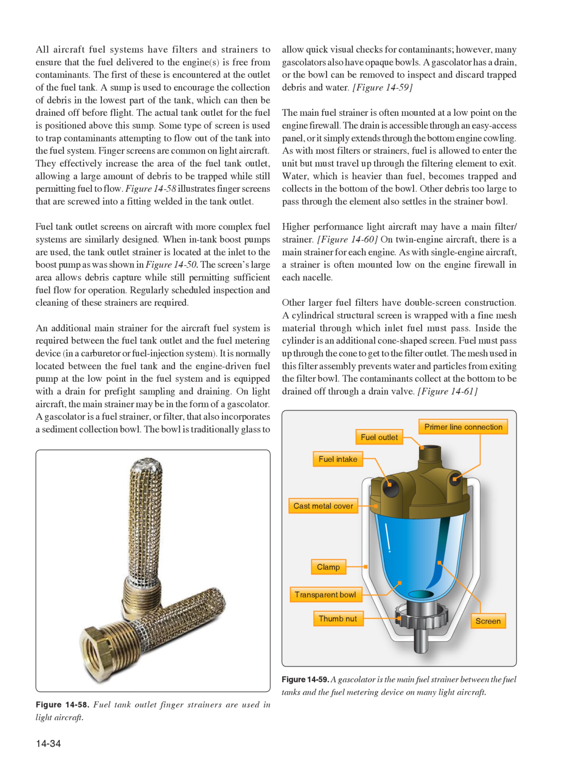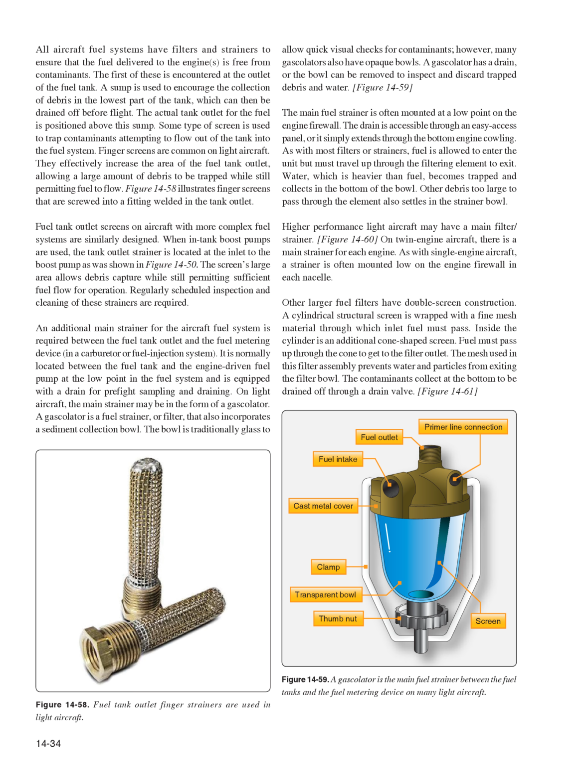An additional main strainer for the aircraft fuel system is required between the fuel tank outlet and the fuel metering device, in a carburetor or fuel injection system. It is normally located between the fuel tank and the engine-driven fuel pump at the low point in the fuel system and is equipped with a drain for pre-flight sampling and draining.